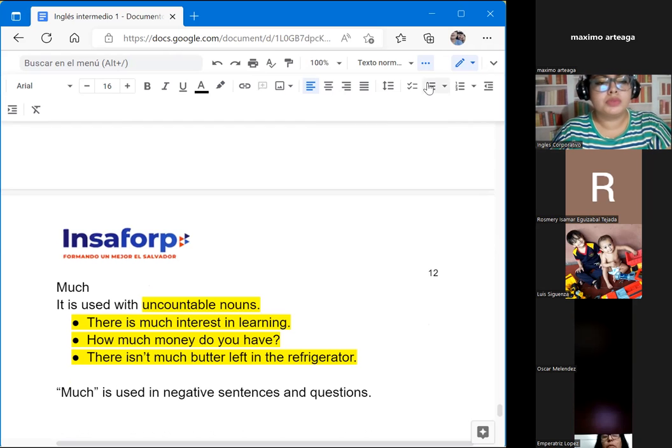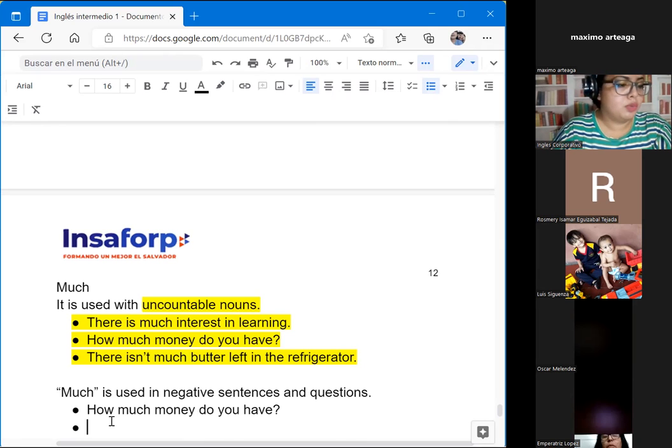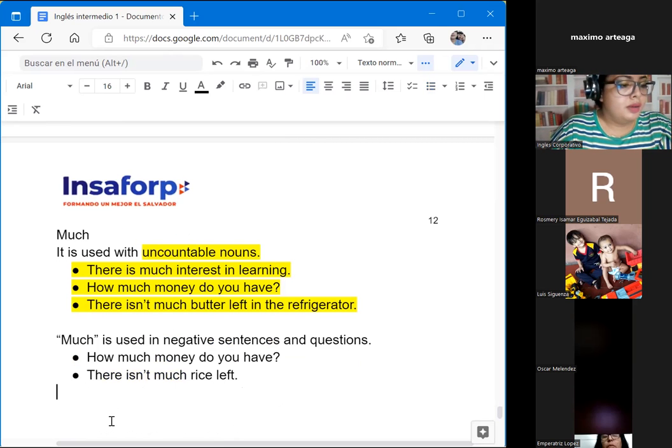And we have two examples. How much money do you have? And the second one, there isn't much rice left. It says that much is rarely used in the positive form. English speakers generally use a lot of or lots of with uncountable nouns.